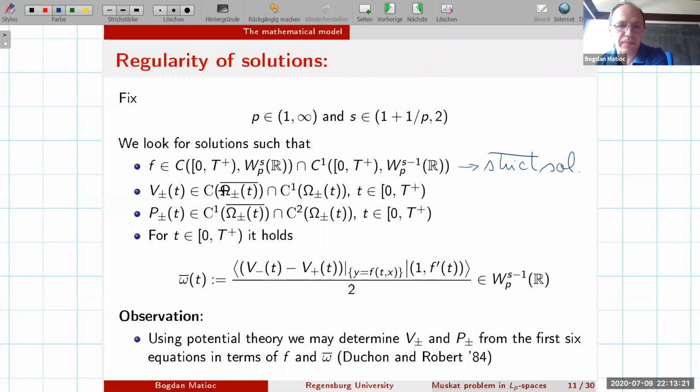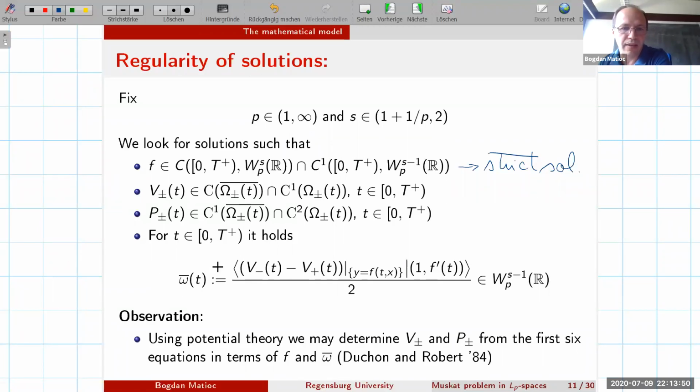The velocity should be continuous up to the boundary and continuously differentiable in the interior of the fluid layers. The pressure should be C1 up to the boundary, up to the interface, and C2 in the interior of the fluid layers. And in this general setting, it is important to introduce a further unknown, which we denote by omega bar.